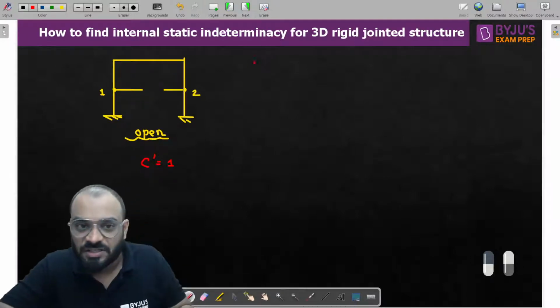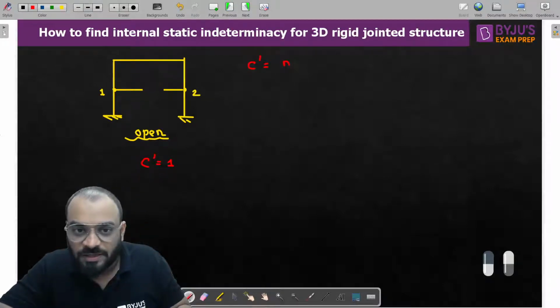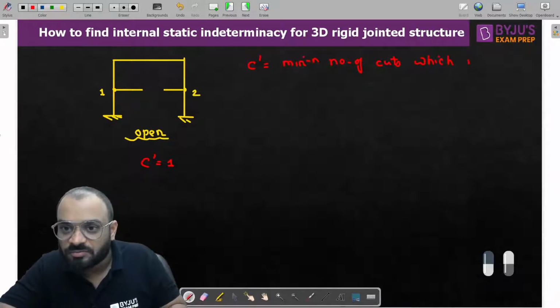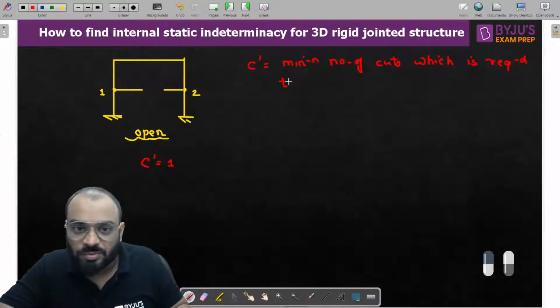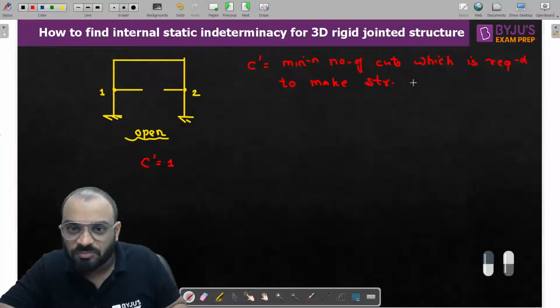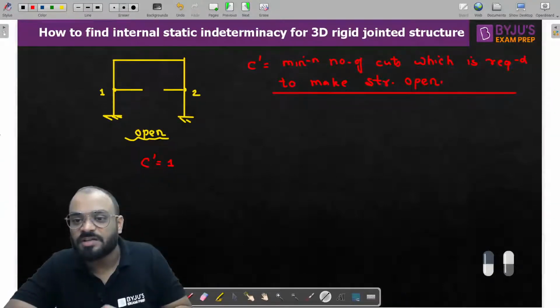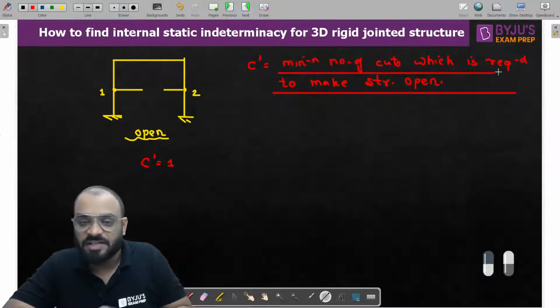What is C dash? Let me write it down. It is basically the minimum number of cuts which is required to make a structure open, right? If you want to make a structure open, then how many minimum number of cuts are required? That is nothing but our C dash.